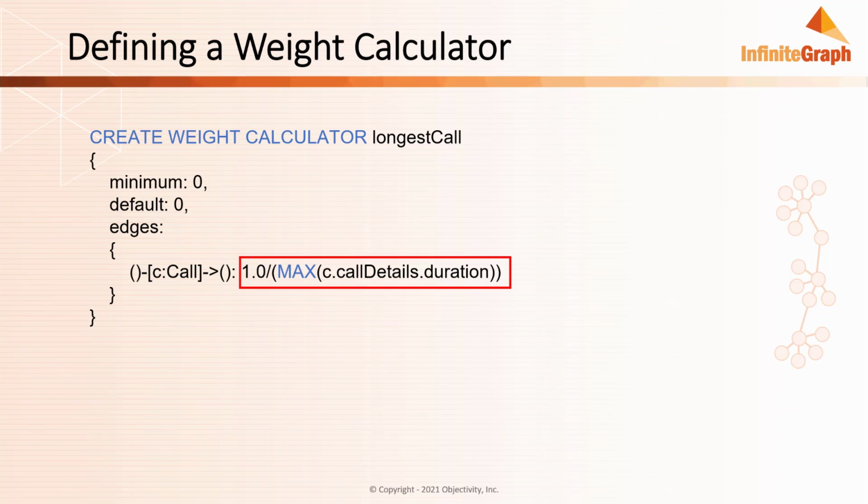That formula says to return 1 over the maximum of all call detail duration values associated with the current call, designated with the C variable. This is a very powerful capability. I can now compute the weight of an edge based on data that resides in the edge data item itself, as well as data items connected to but outside of the actual edge data item. This is a reasonable approximation of how 2 phones and their owners might know each other, because people who know each other tend to call each other for longer periods of time, and that lets us assign higher weights to people who engage in longer duration calls.